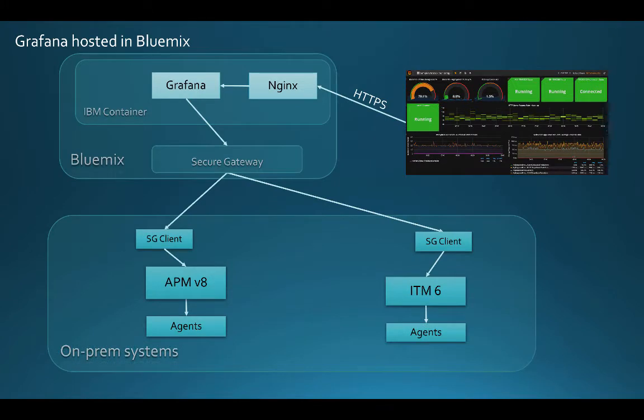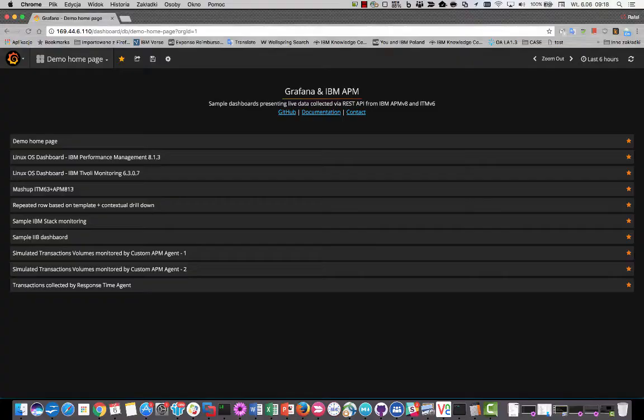Another option is to have Grafana and Nginx deployed in the cloud, for example in IBM Bluemix. Grafana is deployed in an IBM container and connects to the on-prem monitoring server through the Bluemix secure gateway. This particular architecture is used for the example dashboard I will show now.